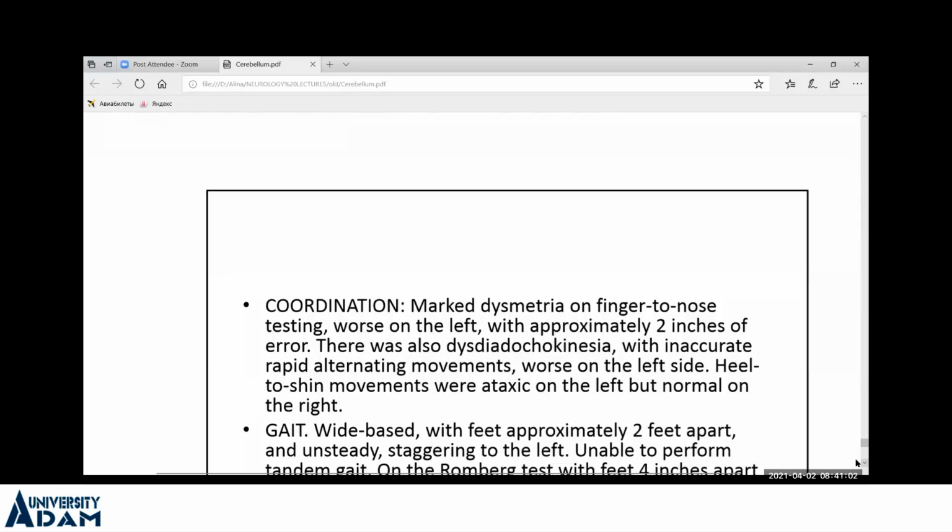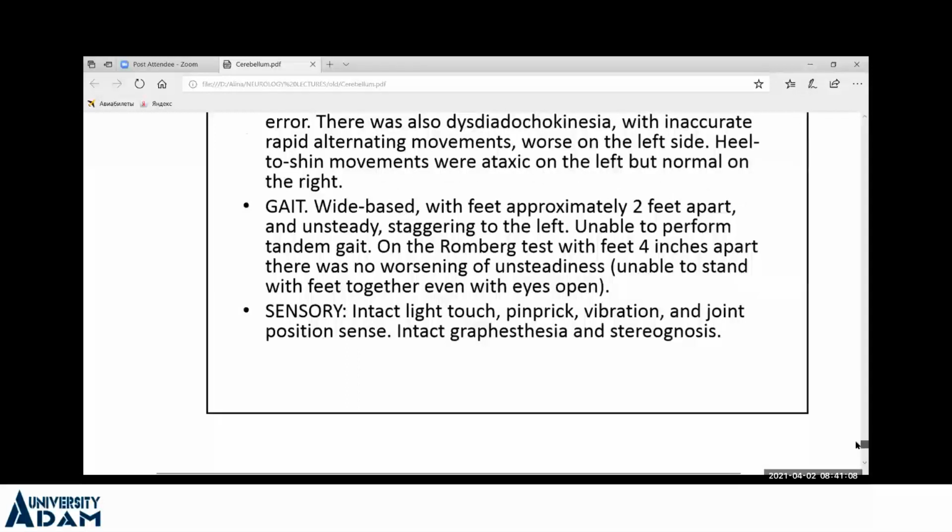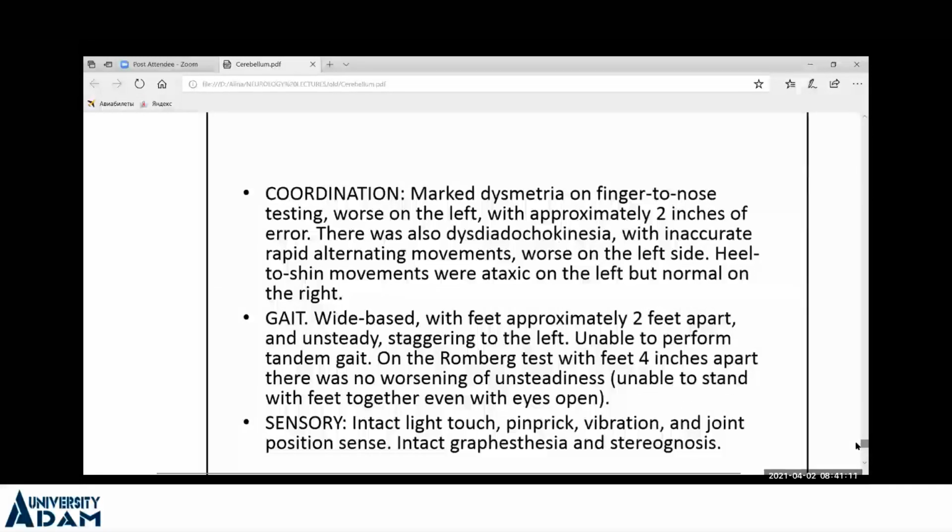Heel to shin, guys: one person lies on the bed and with the heel makes smooth movements down the shin. Gait wide-based with feet approximately 2 feet apart, unsteady, staggering to the left, unable to perform tandem gait. Romberg test with feet 4 inches apart, there was no worsening.